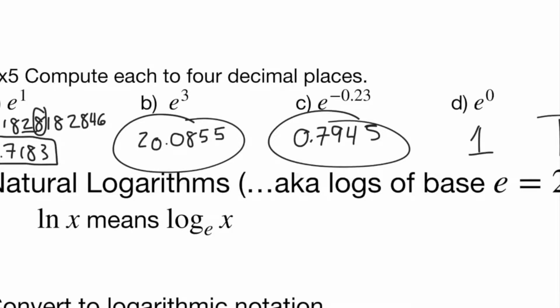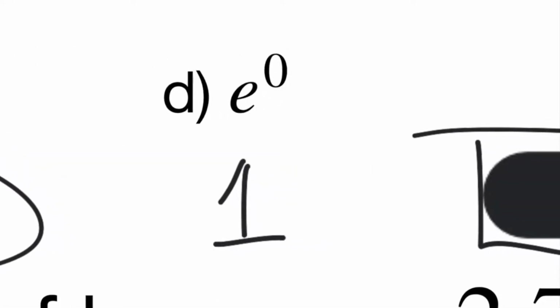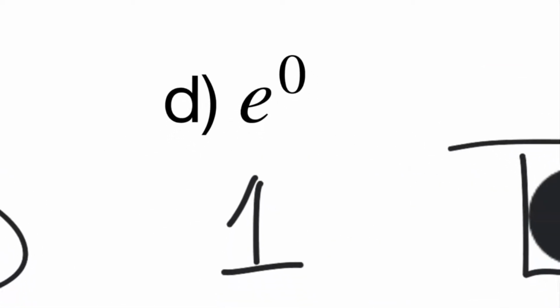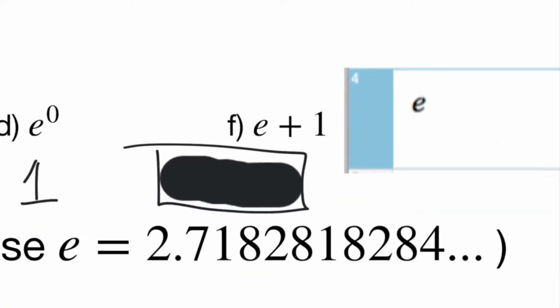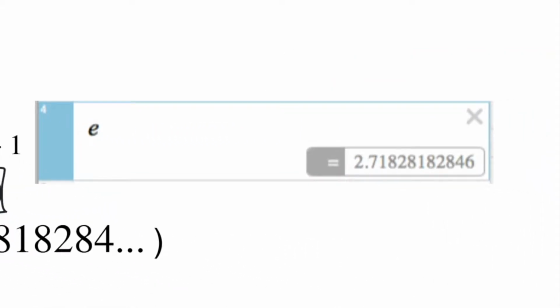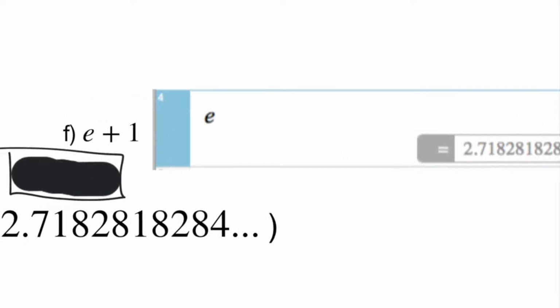0.7945. e to the 0 is 1. Anything to the 0 is 1. But it's particularly 2.7 to the 0 is 1 as well. And so I want you to tell me what e plus 1 is. e is just 2.71828182846. It keeps on going.